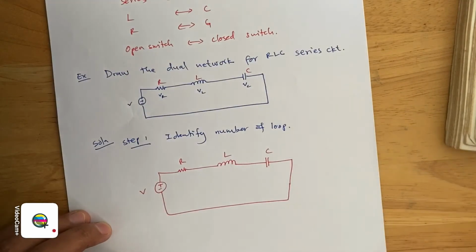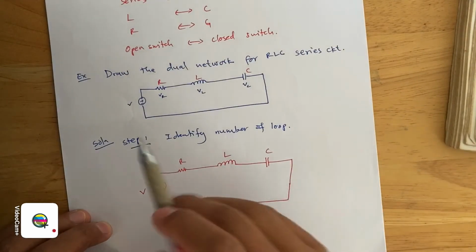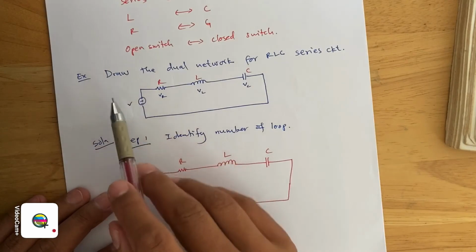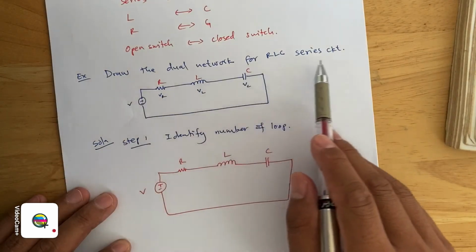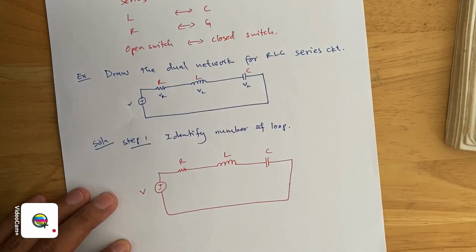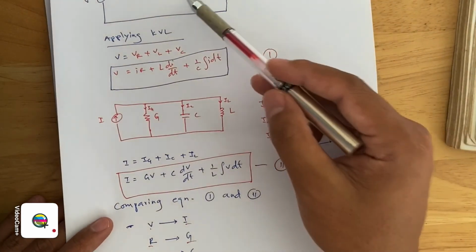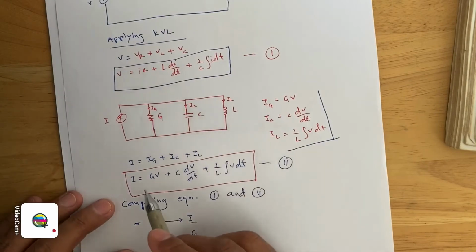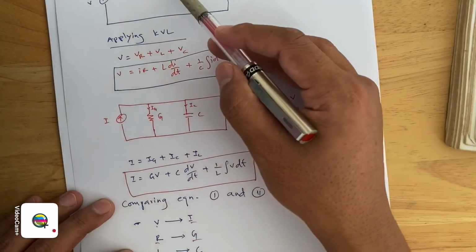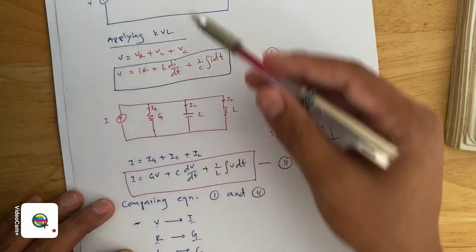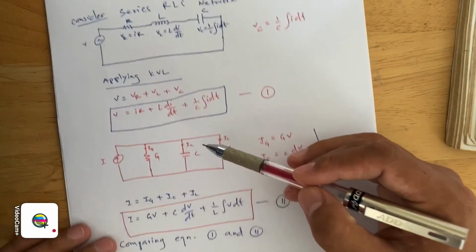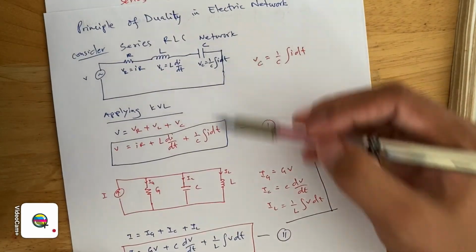Okay, now this is the example that we are going to solve. Example: draw the dual network for the RLC series circuit. Now in our previous explanation, we have discussed how we reached this one, because we are simply replacing R with G, L with C, and C with L.